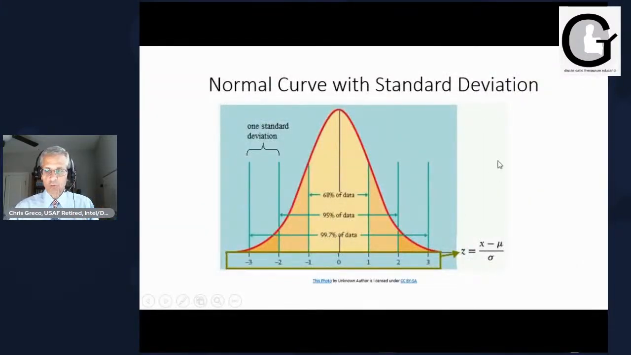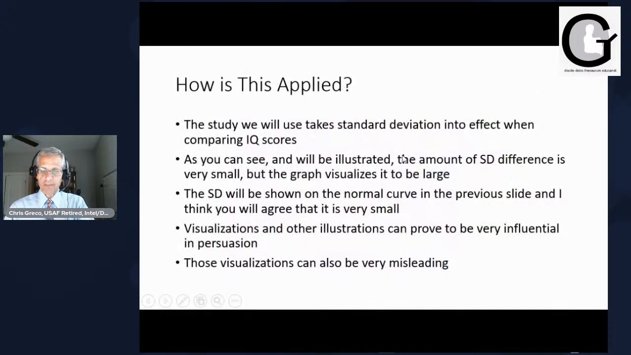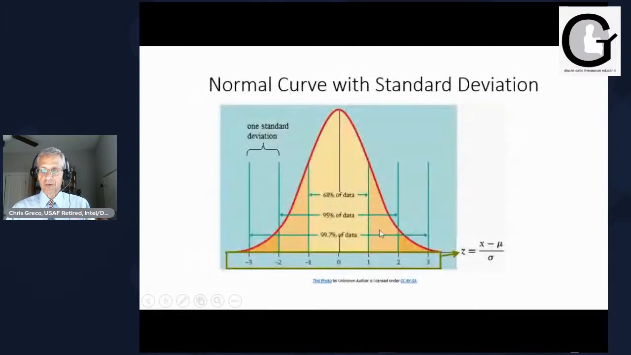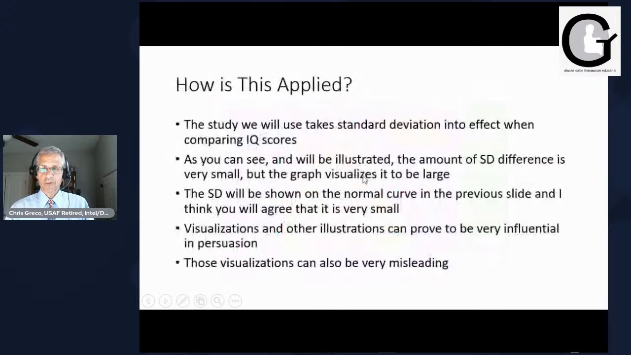And that's why this normal curve of the standard deviation is very important. So how's it applied? We talked about this, the IQ scores. The SD will be shown on the normal curve in the previous slide, and I think you'll agree that it is very small, right? 0.2, 0.4, you're talking between 1 and -1 standard deviations. That's it. Not 3, it's just between these two areas. So it's very small.